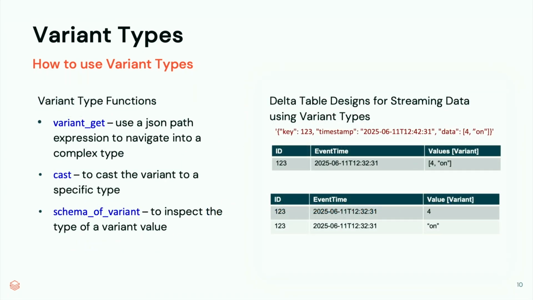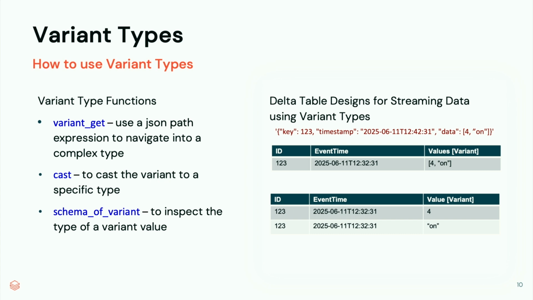So now how do we use variant types? We have the parse JSON command to convert JSON payloads or semi-structured payloads into a variant column. And once it's stored, we can do a number of things on it to get that data out. The first one is a new function called variant get. What variant get allows you to do is use JSON path expressions to get the data out of that complex type. So that makes it a lot simpler, just like you've done with retrieving values from JSON payloads out of a string.